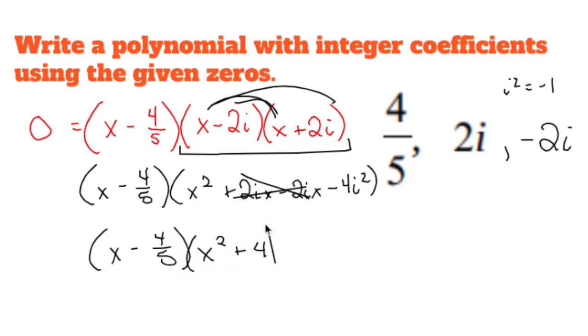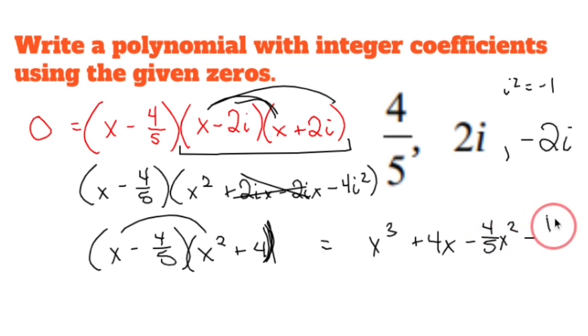Now let's factor this out. X times x squared is x cubed. X times 4 is 4x. Negative 4/5 times x squared is negative 4/5 x squared. And negative 4/5 times 4 is negative 16/5. Now, before I call it a day, remember, this is all equal to 0.